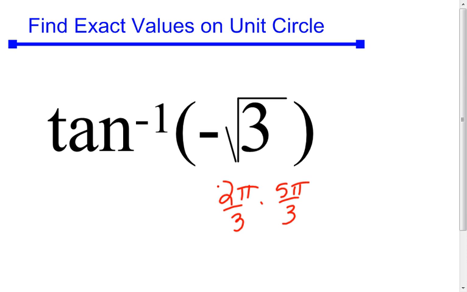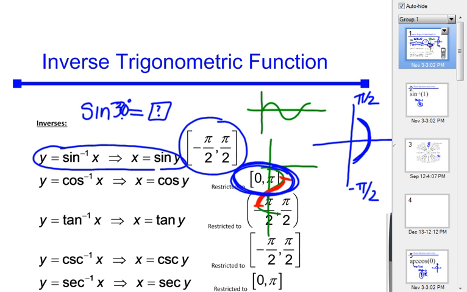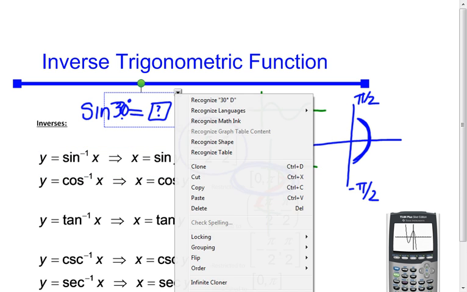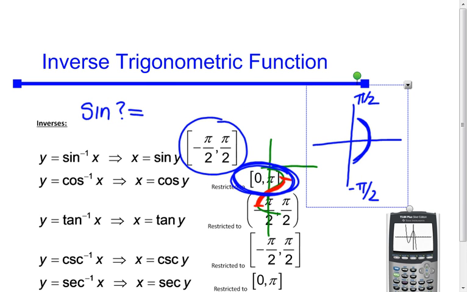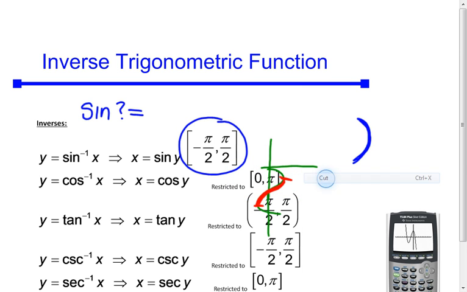Then I need to look for my restricted intervals. So again, if you go back to that front page, and this is kind of a mess, so I'm going to sort of clear this all out here. Cut some of this out so it's not quite so messy. Sorry. Almost done.